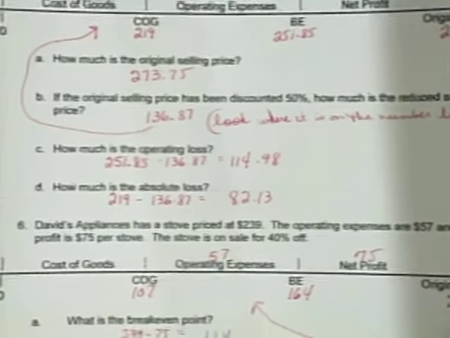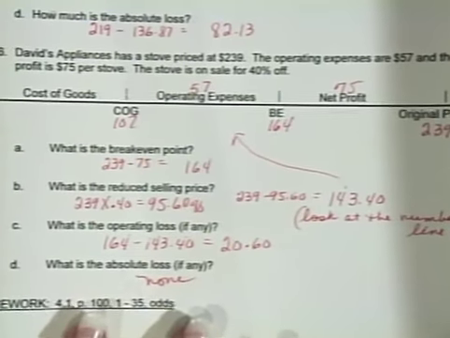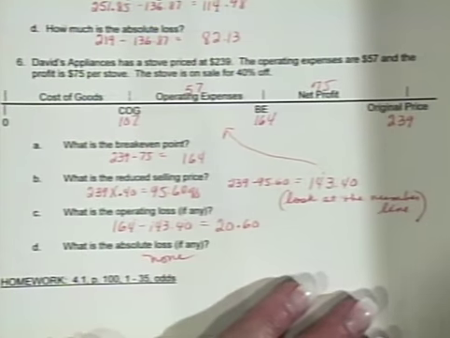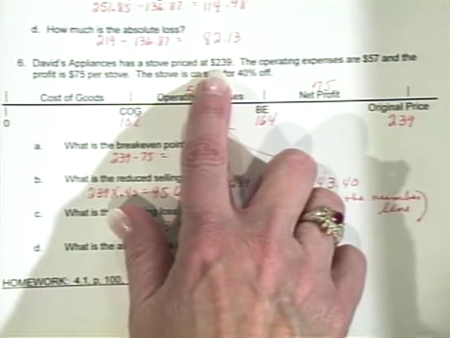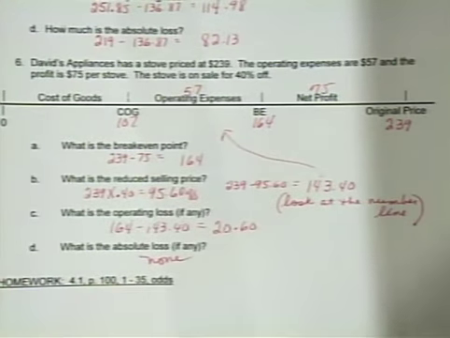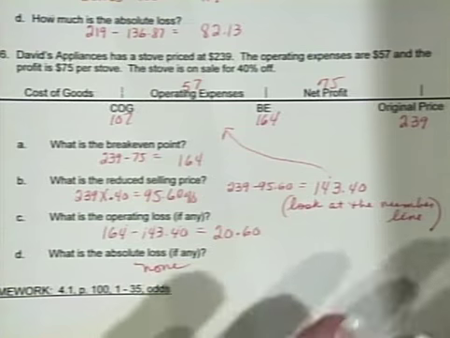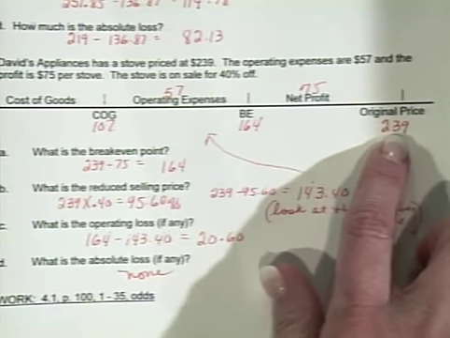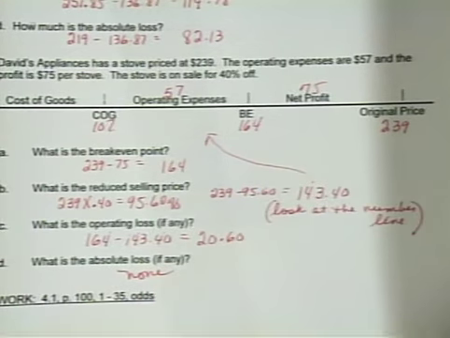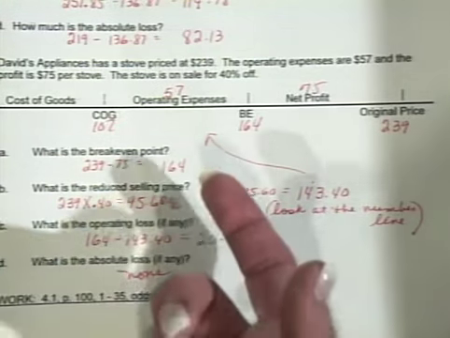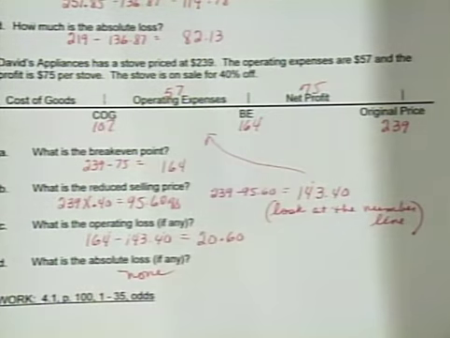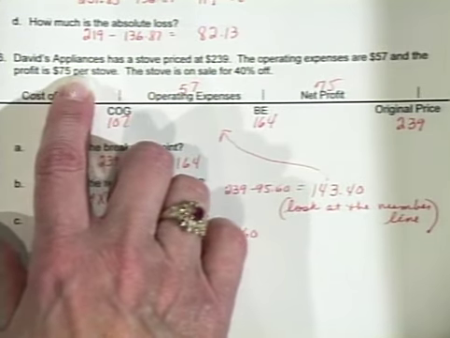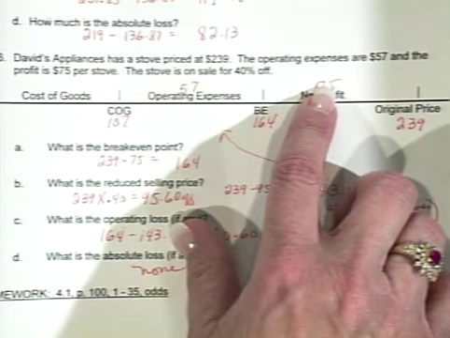Okay. We now own an appliance store. We've got something here that we're going to put on the floor for $239. I don't know what it is. Maybe it's a microwave or something. So my original price when I put it on the floor is $239. My operating expenses are $57. Go stick those in. I absolutely know that the profit that I'm going to make on that is $75, so I'm going to put that under profit.